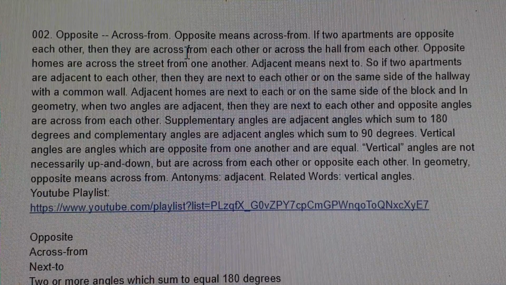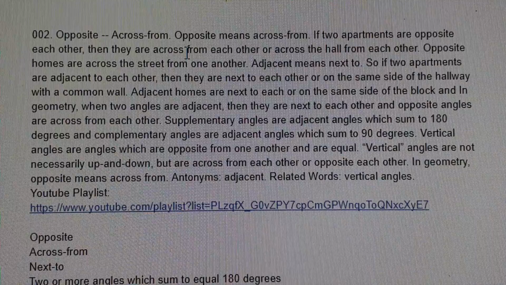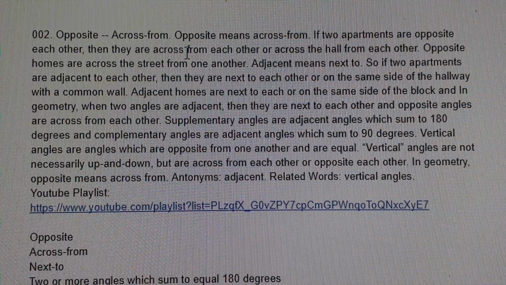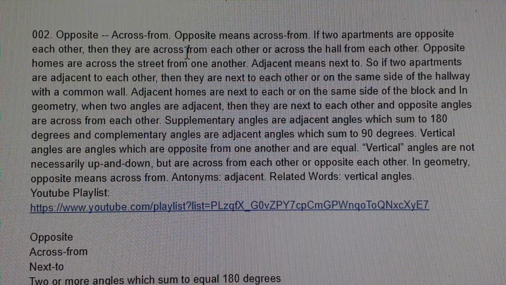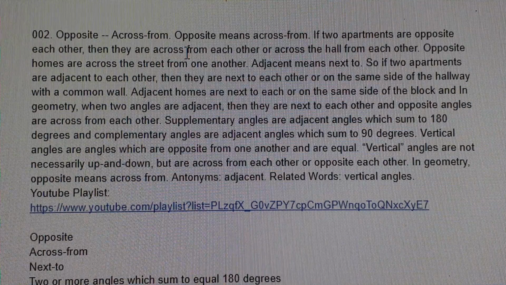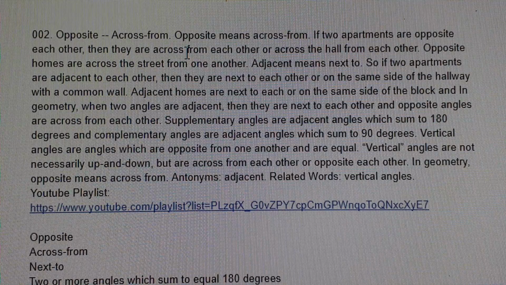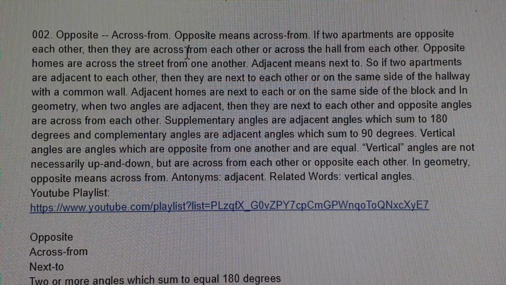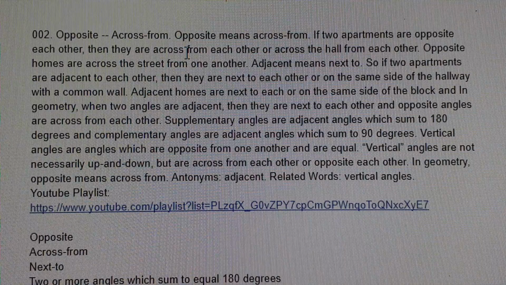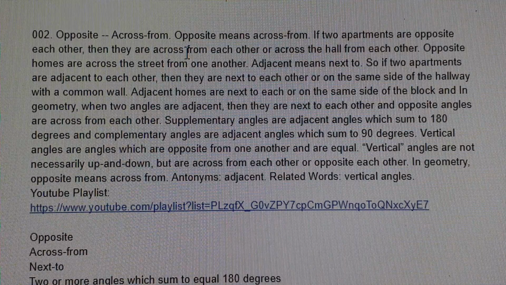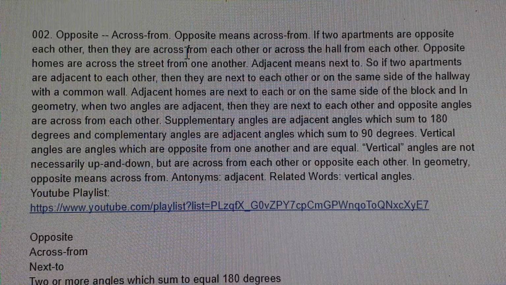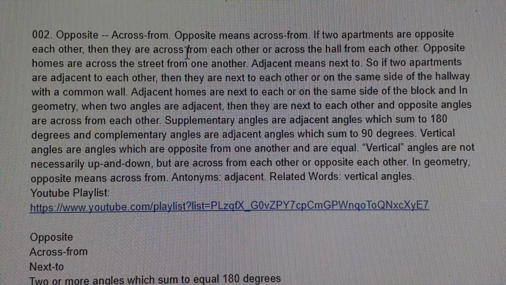Supplementary angles are adjacent angles which sum to 180 degrees, and complementary angles are adjacent angles which sum to 90 degrees. Vertical angles are angles which are opposite from one another and are equal. "Vertical" angles are not necessarily up and down, but are across from each other or opposite each other.